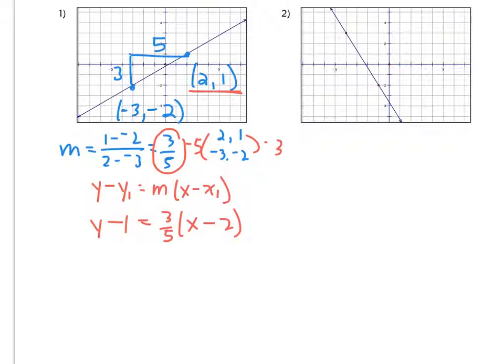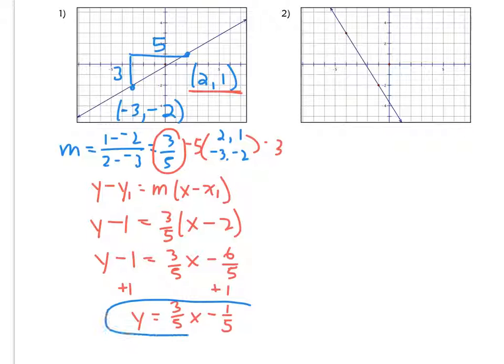All right, I start by distributing, so y minus 1 equals 3/5 x minus 6/5. I add the 1 over, and y equals 3/5 x. And if you need to use your calculator to do -6/5 plus 1, eventually you're going to get -1/5. So our equation in slope-intercept form is y equals 3/5 x minus 1/5.